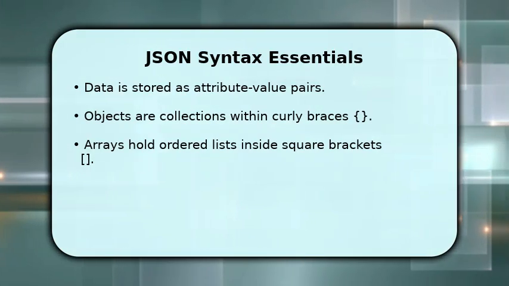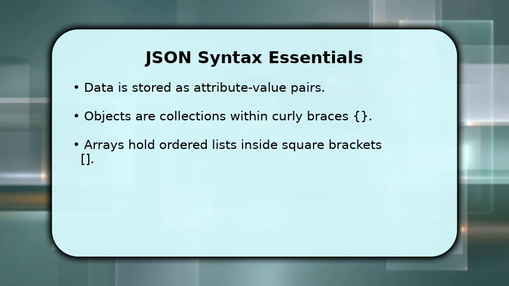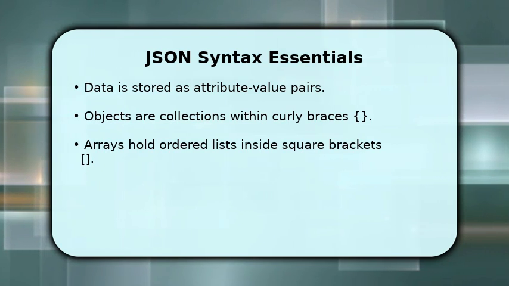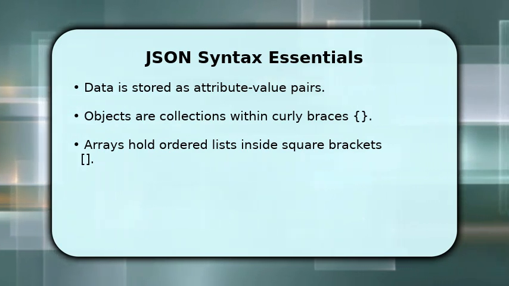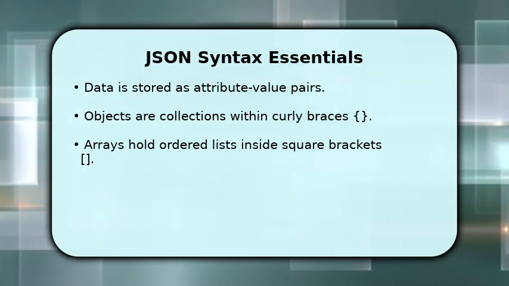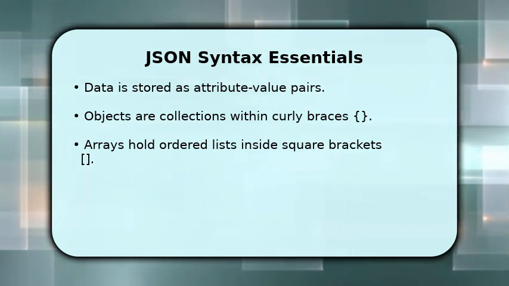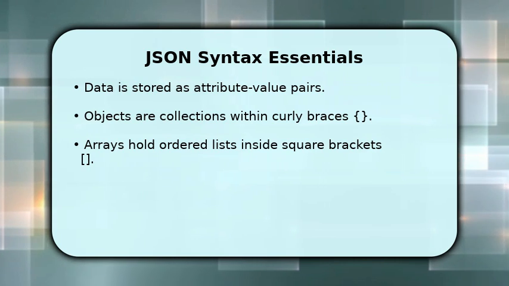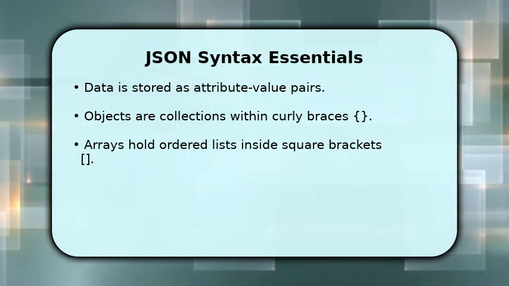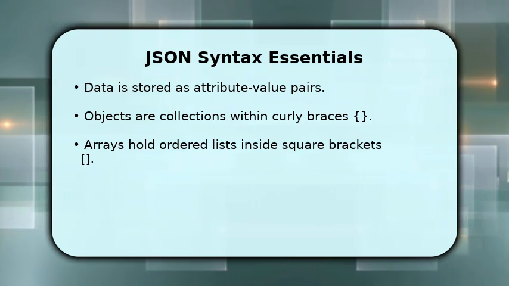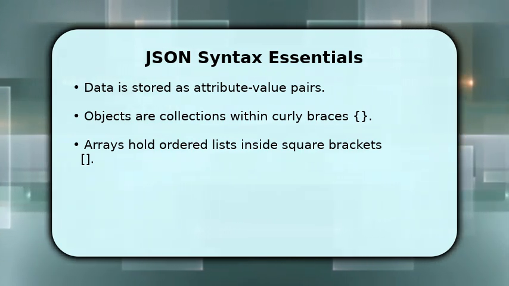Let's dive into the basic structure. JSON data is fundamentally organized into attribute value pairs, much like a dictionary. Objects are defined by curly braces, containing these pairs, separated by commas. Arrays, on the other hand, are ordered lists of values, enclosed in square brackets. Understanding these two core components is absolutely key to working with any JSON file effectively.